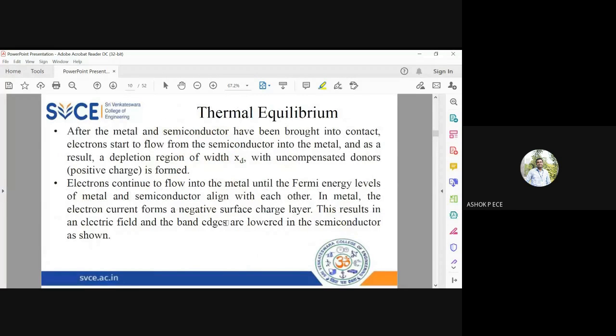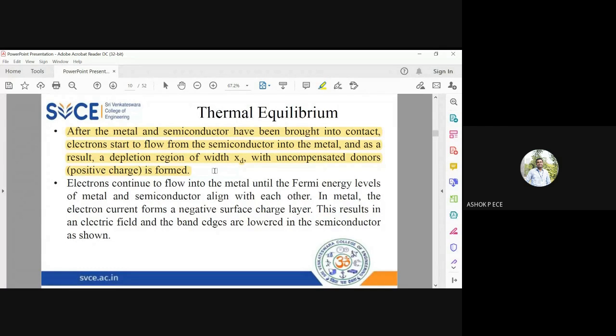Okay. So after the metal and semiconductor have been brought into contact, the electrons will start to flow from the semiconductor into the metal, and as a result, the depletion region of width XD with uncompensated donors is formed. Same as when you make P and N regions contact, you have the immediate realignment of the charge carriers across both sides, forming a depletion region, right? So the same thing is going to happen here.